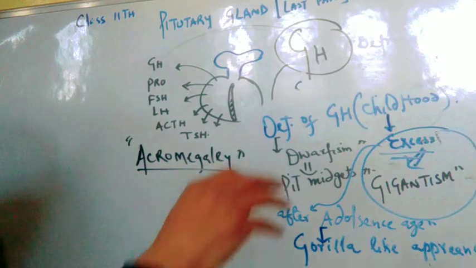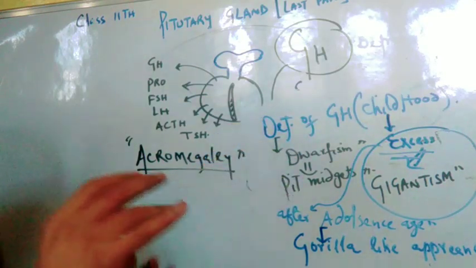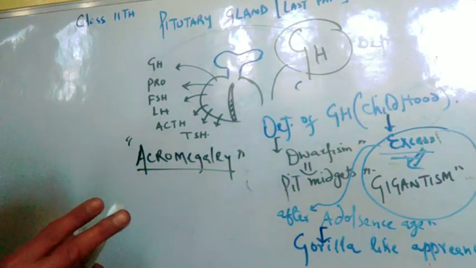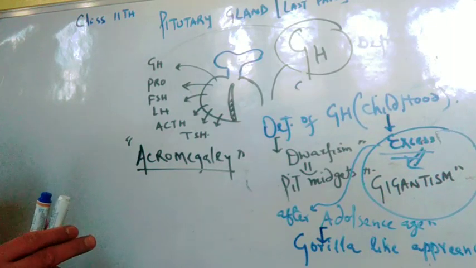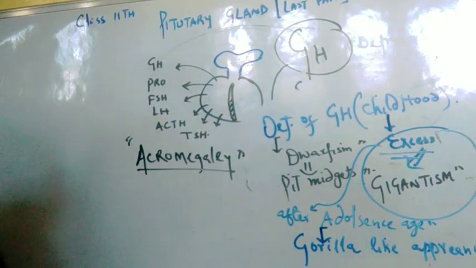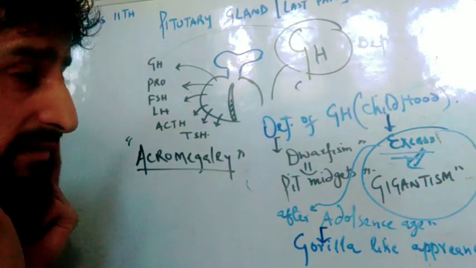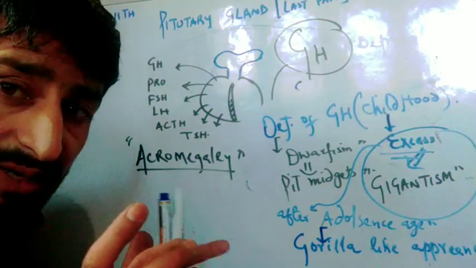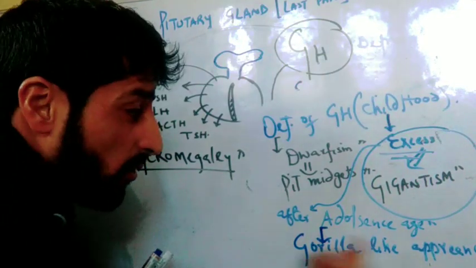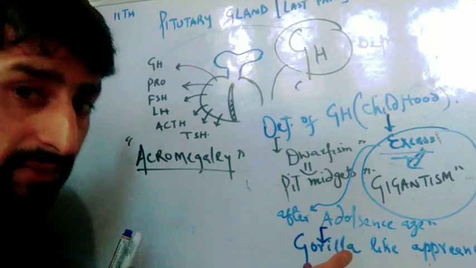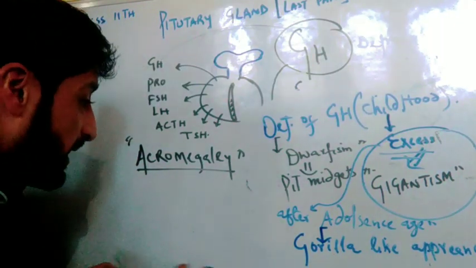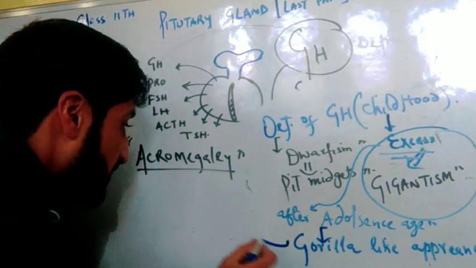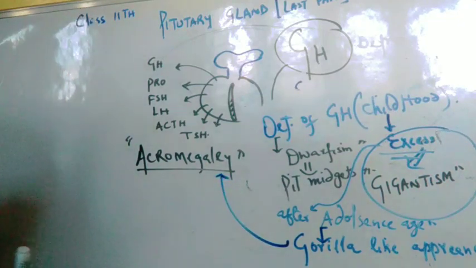There is an enlargement of limbs. Limbs means arms and legs. Not only enlargement of limbs, there is enlargement of jaw bones. When there is enlargement of jaw bones and the person appears to have a gorilla-like appearance, like a monkey, that disorder or deformation you call acromegaly.